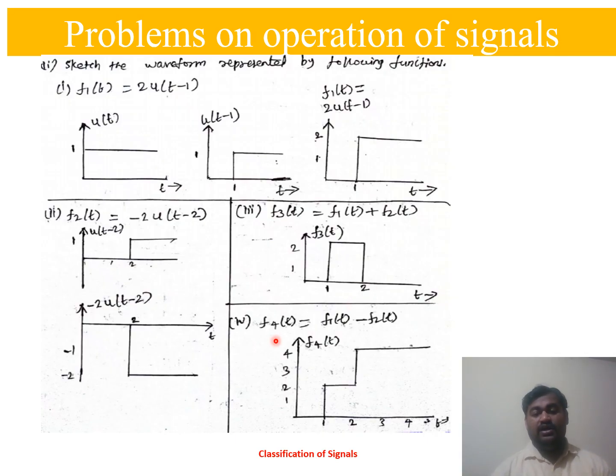The next one, last one, f4 of t equal to f1 of t minus f2 of t. Just f1 minus f2. So 0 to 1 is 0, 0 to 1 is 0. For 1 to 2 you are having plus 2, here 1 to 2 is 0, so you will be getting the value plus 2. Then after that, 2 to 3 you are having plus 2, and minus of minus you will be getting plus 4. So for all other values you will be getting plus 4.